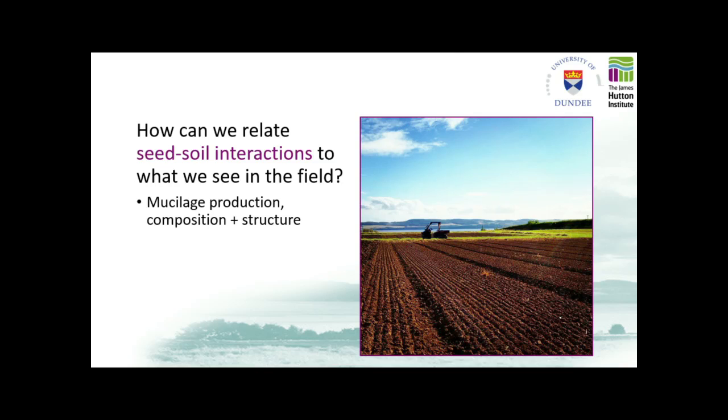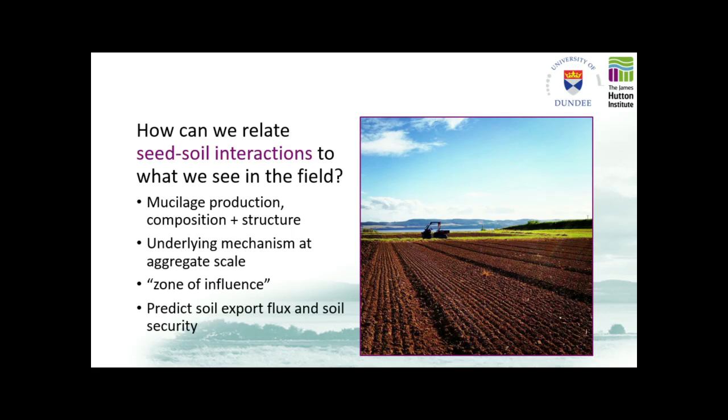We now know the differences in production of this mucilage and also the differences in structure between these species as well. We will then have a clear idea and also be able to visually image the mechanism that's occurring at the aggregate scale, and we'll be able to see this zone of influence around the seed. And then we can use this to predict soil export fluxes and start to think about landscape biosecurity for soil, and also implications for the wider ecosystem in terms of biodiversity and all of the knock-ons that will then happen to the microbe community and also straight up to crop yield.